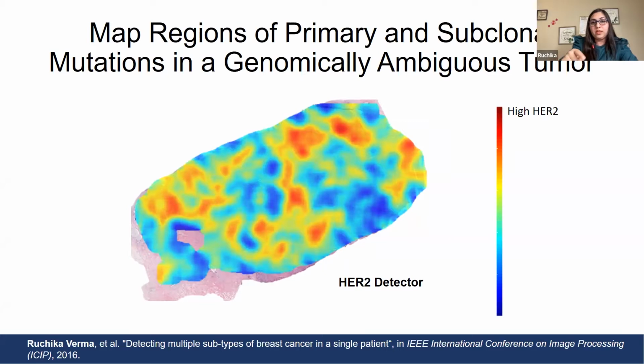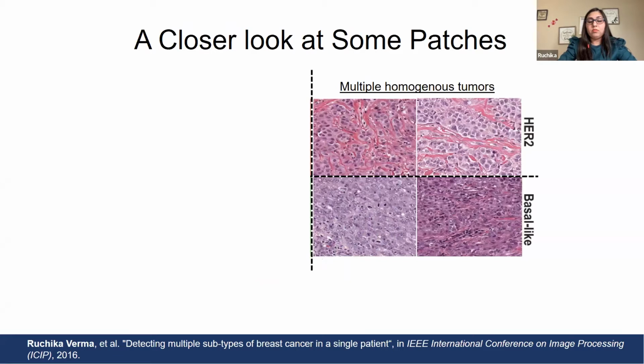For example, as we can see here in the red spots, and the blue spots are those regions where it showed lower probability, or there was a possibility of having other molecular subtypes. So this was our finding, that there are some patients which had coexistence of multiple subtypes.